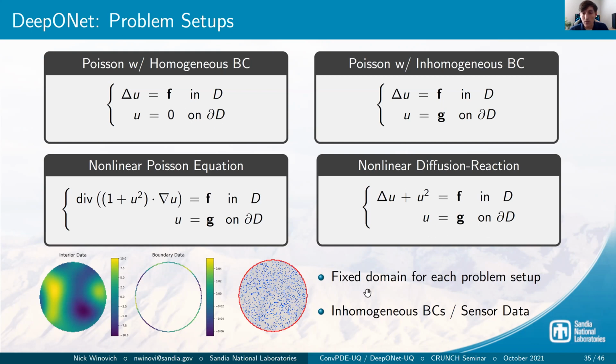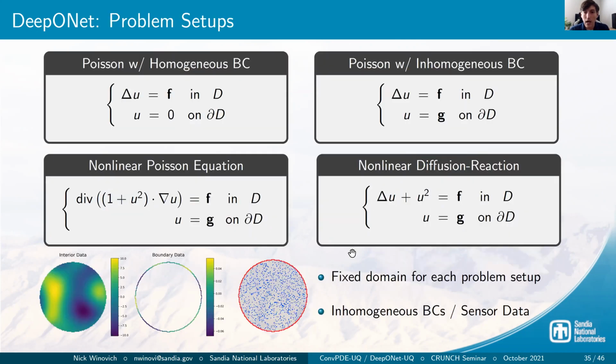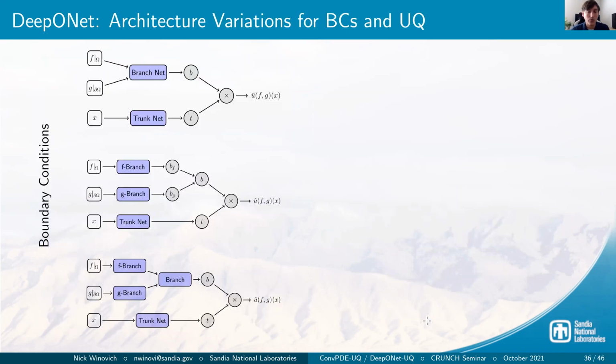The main difference is that we have a fixed domain for each problem setting. That is to say, each trained network is custom tailored to a domain. That makes sense as a constraint, based on the idea that we're learning these bases for the domain. But thanks to that, we're able to add this inhomogeneous boundary data and use sensors.